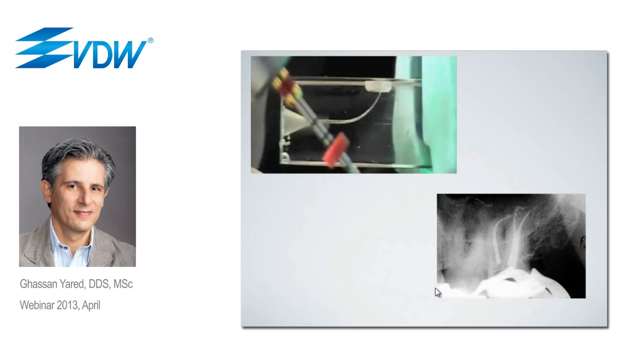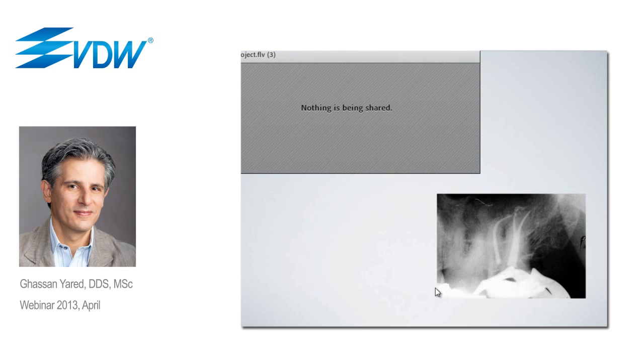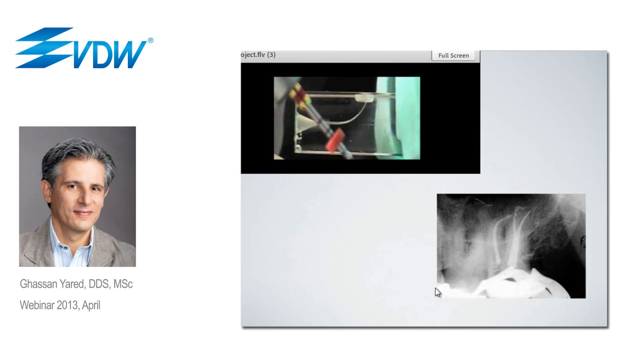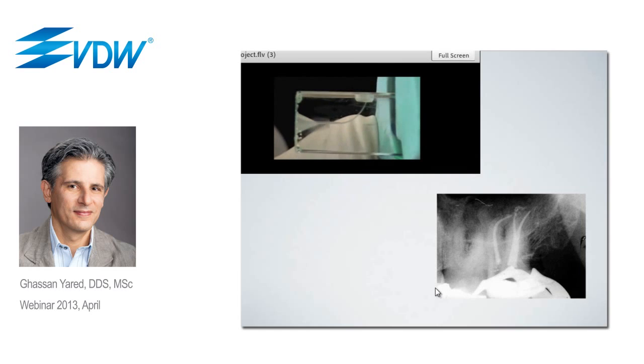I'm going to show you a video clip right now. This is the first video clip that I did on reciprocation. This was done in 2001 at the University of Toronto. In that clip, at that time, I was using the F2 ProTaper instrument in reciprocation. This is how I started the concept, with an F2 ProTaper. And again, as I said, this is the first video clip that I had of this technique from 2001.